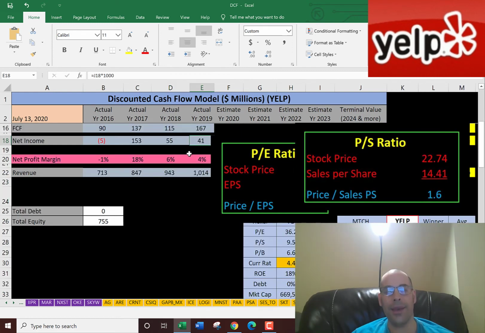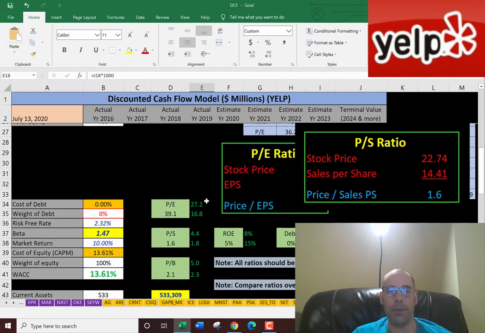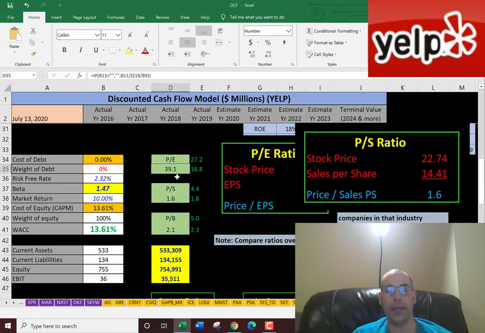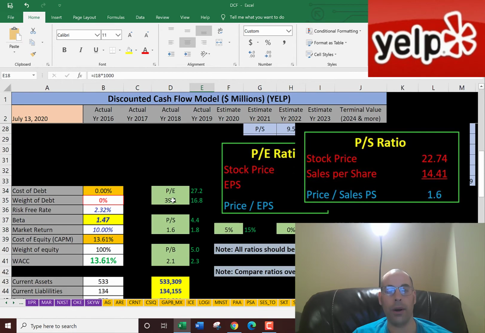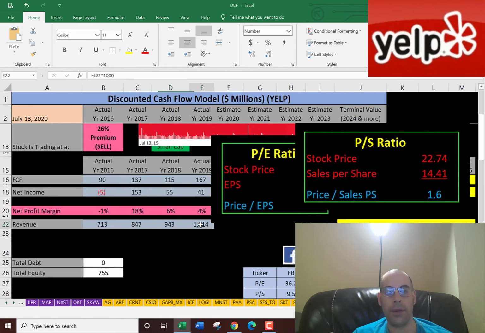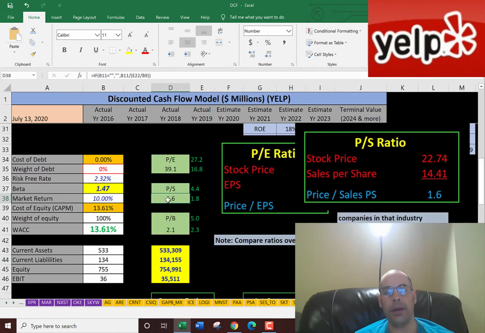Remember earlier we were saying they only had $41 million of net income from $1 billion of revenue. Only a 4% net profit margin. They weren't doing a good job converting their revenue to profit. That shows up in these ratios. Price to earnings is price of stock over earnings, which is net income. And that's why it's so poor, 39.1. And the price to sales ratio is price of stock over revenue. That's why price to sales looks so good, because they're doing a great job at generating revenue, but not a good job at turning that revenue into profit, which is the price to earnings.